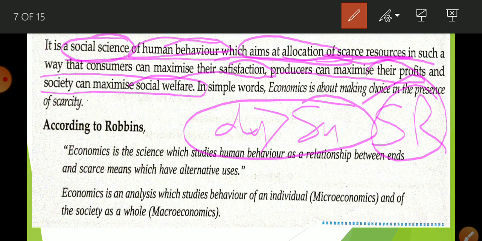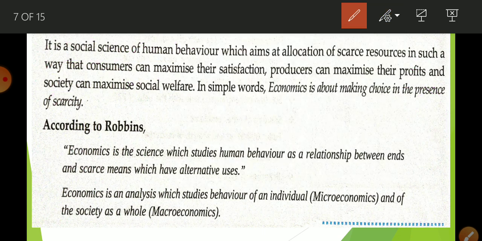Social welfare means that everyone is able to get so much money that they are able to fulfill the basic requirements of their life. So this condition, if all the people are able to fulfill their basic requirements, is considered as maximum social welfare. This is the meaning of economics.